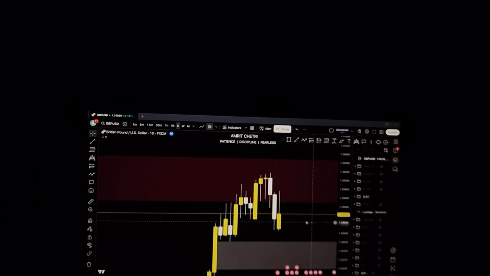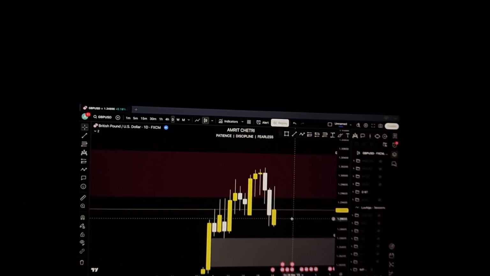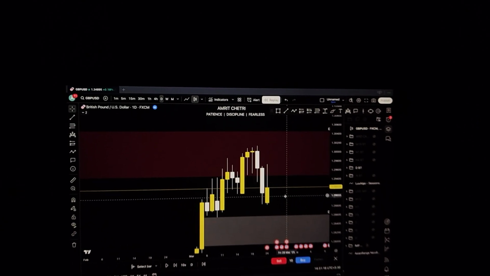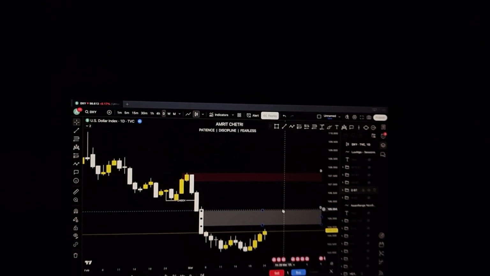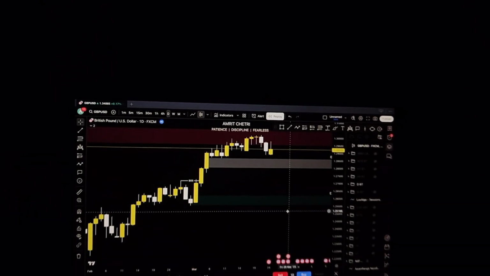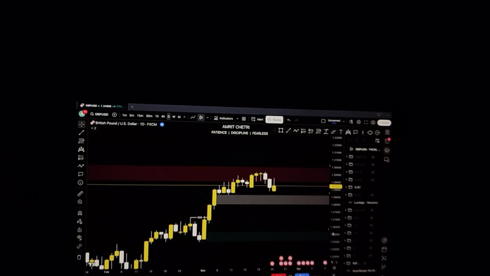So even if it's a loss or a win, it's a game of probability, so I will let the probabilities play out. I will not let my emotions come into the chart, right? On DXY we can clearly see on Monday it was bullish, closed as bullish, and on GBP/USD on Monday it closed as bearish.